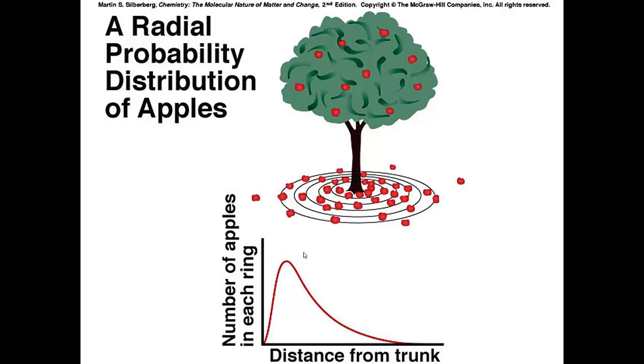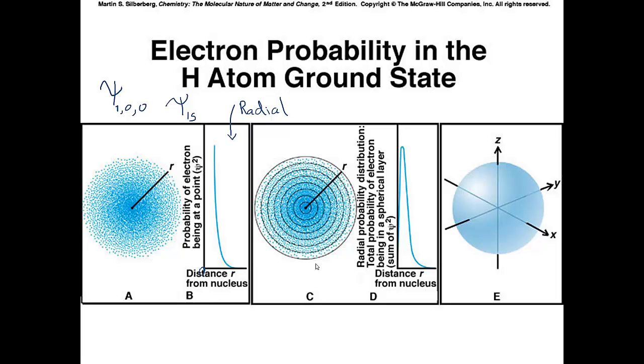And so the number goes up and peaks, and then as we move further and further away, the rings get progressively bigger, but the chance of finding an apple out there is kind of small. And so this little peak right here tells you sort of the ring that has the most apples in it, where it's most likely in one of these rings to find an apple that has fallen. So that's rather what our radial probability distribution is showing us.